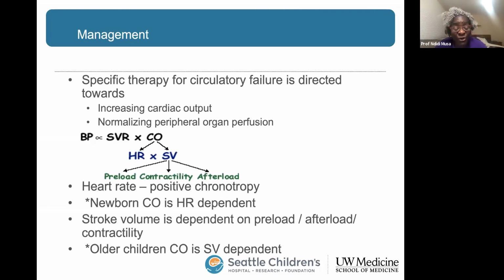Now, stroke volume, as I said, is dependent on preload, afterload, and contractility. And in older children, their cardiac output is stroke volume dependent. So that's why you can give them preload and they can respond, whereas giving a baby a lot of preload can result in volume overload.